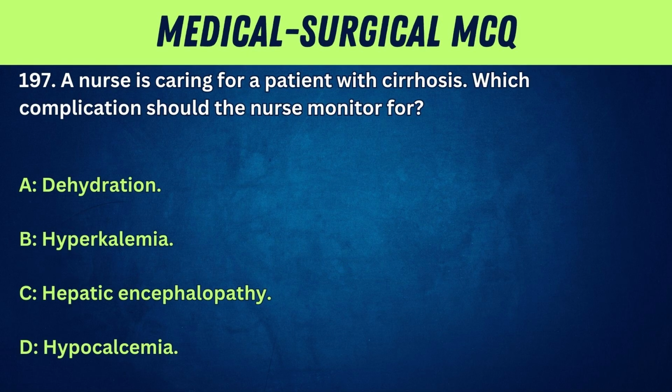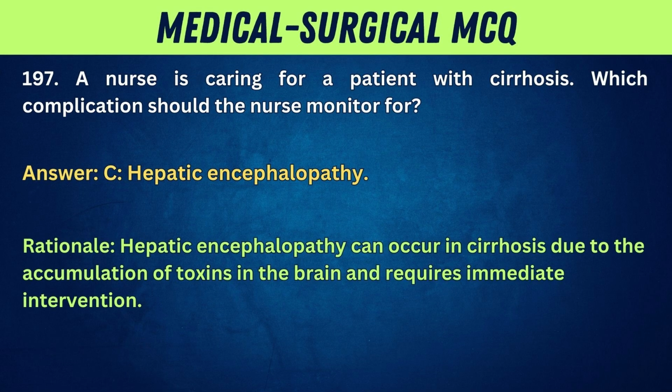197. A nurse is caring for a patient with cirrhosis. Which complication should the nurse monitor for? A. Dehydration. B. Hyperkalemia. C. Hepatic encephalopathy. D. Hypocalcemia. Answer: C. Hepatic encephalopathy. Rationale: hepatic encephalopathy can occur in cirrhosis due to the accumulation of toxins in the brain and requires immediate intervention.